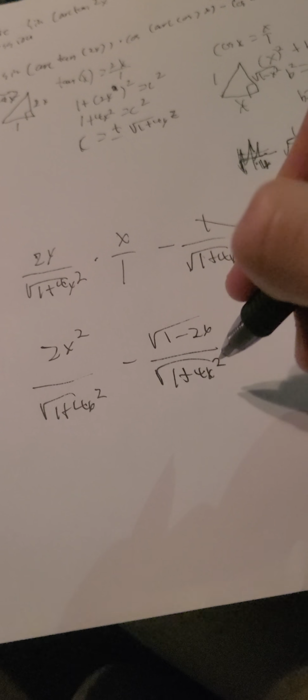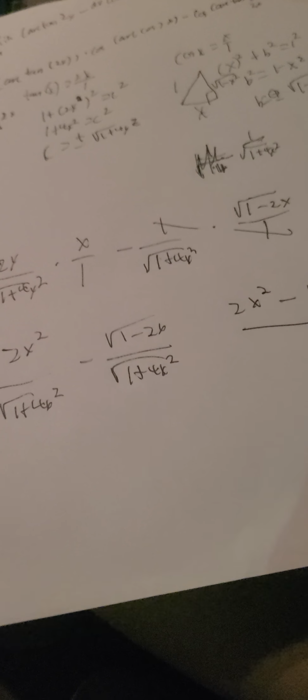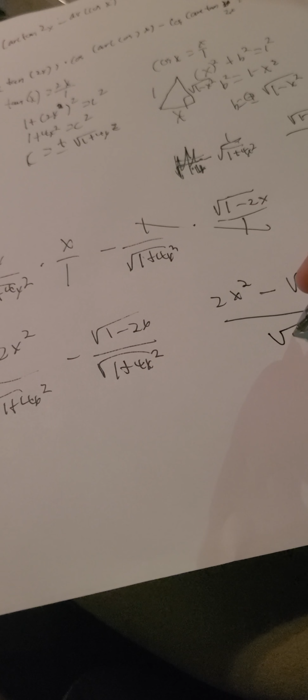So that's easy: 2x squared over the square root of 1 plus 4x squared, minus the square root of 1 minus x squared over the square root of 1 plus 4x squared. They have the same denominator since we're subtracting, so we can just do 2x squared minus the square root of 1 minus x squared, all over the square root of 1 plus 4x squared. That's our answer right there.